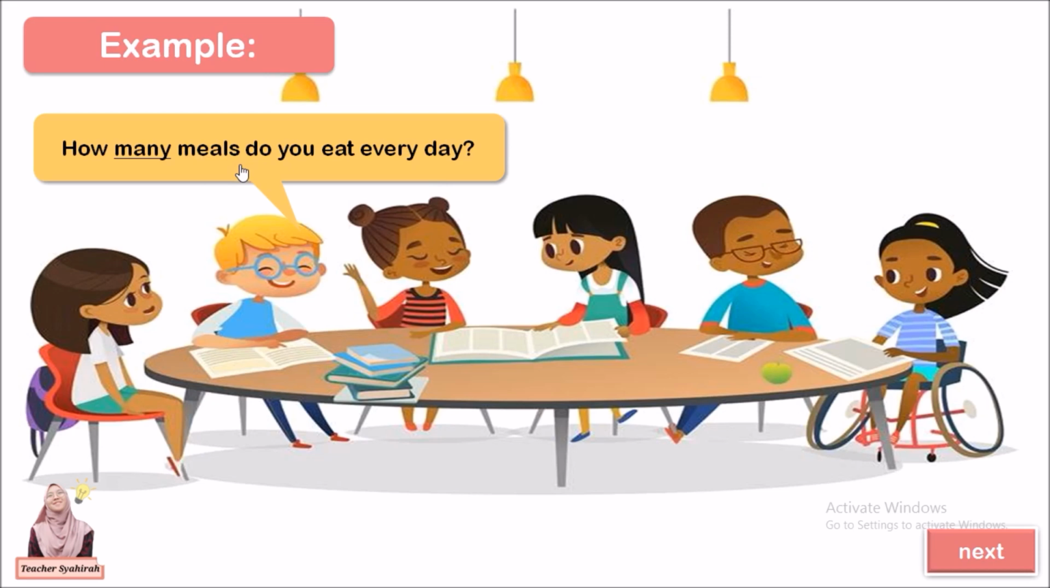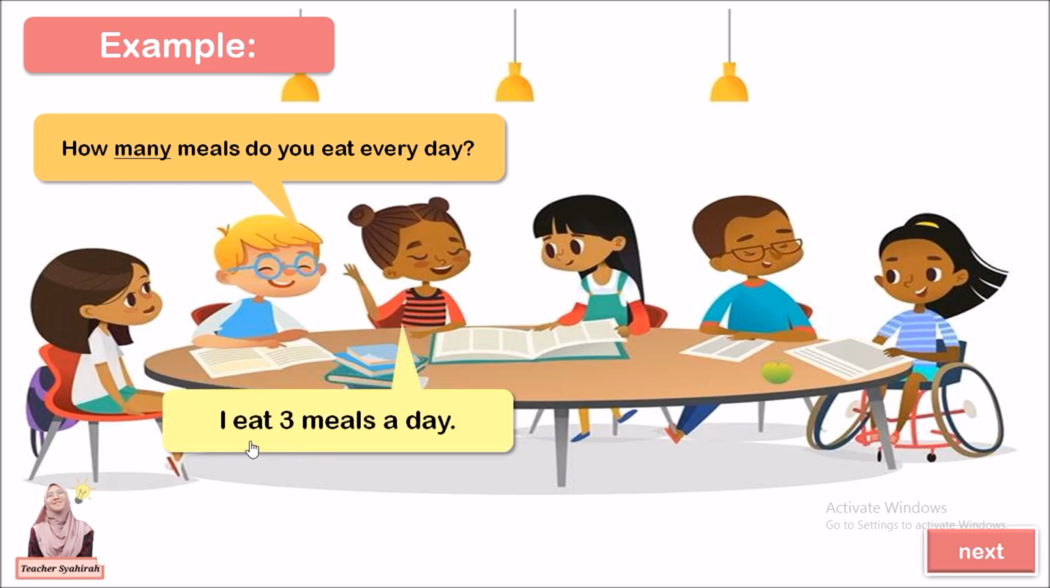1 meal a day, 2 meals a day. Benda yang kita boleh kira, so we use many. How many meals? Alright, so her answer is I eat 3 meals a day. Okay, nampak tak? 3 meals ni benda yang kita boleh kira kan.